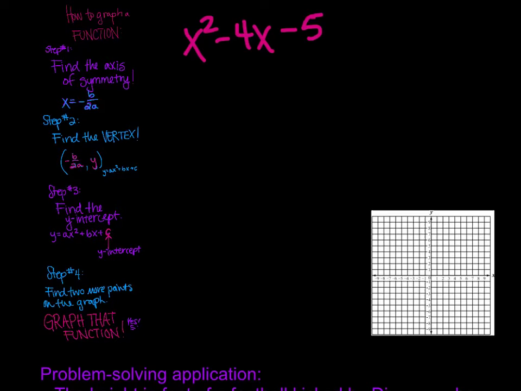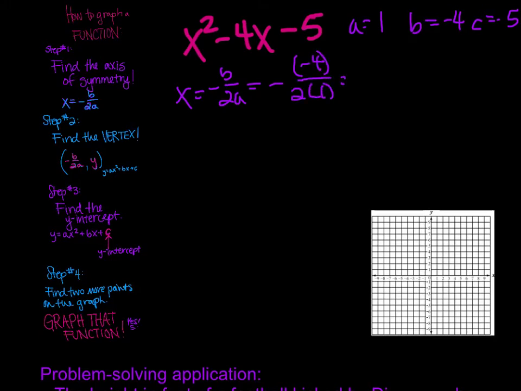And we are going to do that in purple. So our axis of symmetry is that x is equal to negative b over 2a. So our a term in this case is a 1, our b term is a negative 4, and our c term is negative 5. So negative b, which is a negative 4, over 2 times 1. So what I see here is 2 times 1, which we can do as 2, and negative negative 4, we're going to make those both positive, so we just have simply 4 over 2 equals 2.